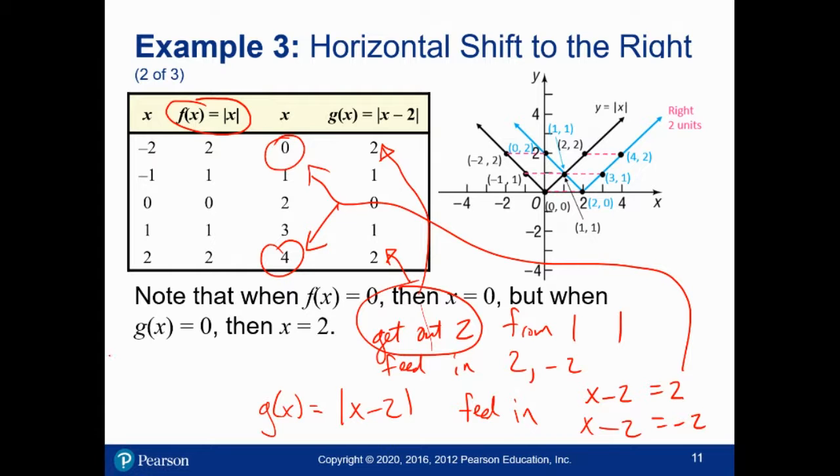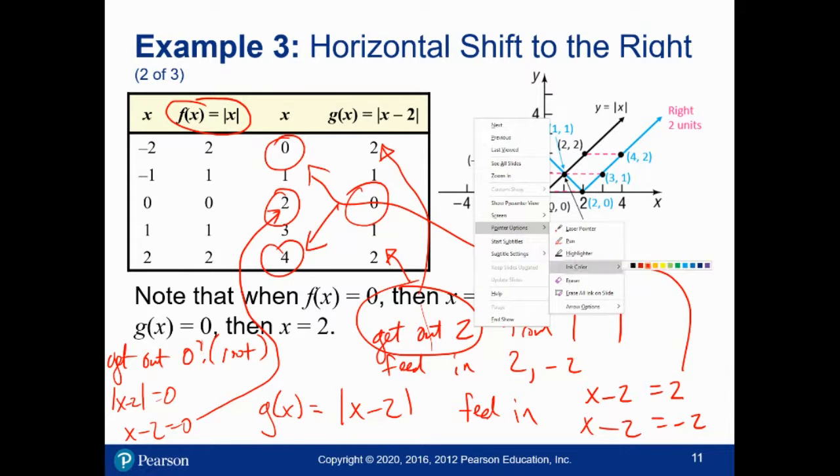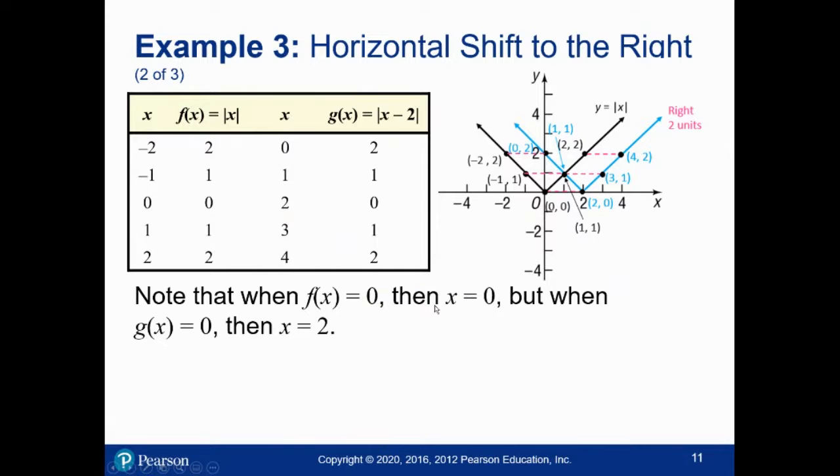And in order to get out 0, aka a root, then I need the absolute value of x minus 2 to be 0, and that means I need x minus 2 to be 0. In other words, I need x to equal 2 to get out a root. Okay, and I'll clear out all of this markup. Okay, so this looks like a shift to the right.